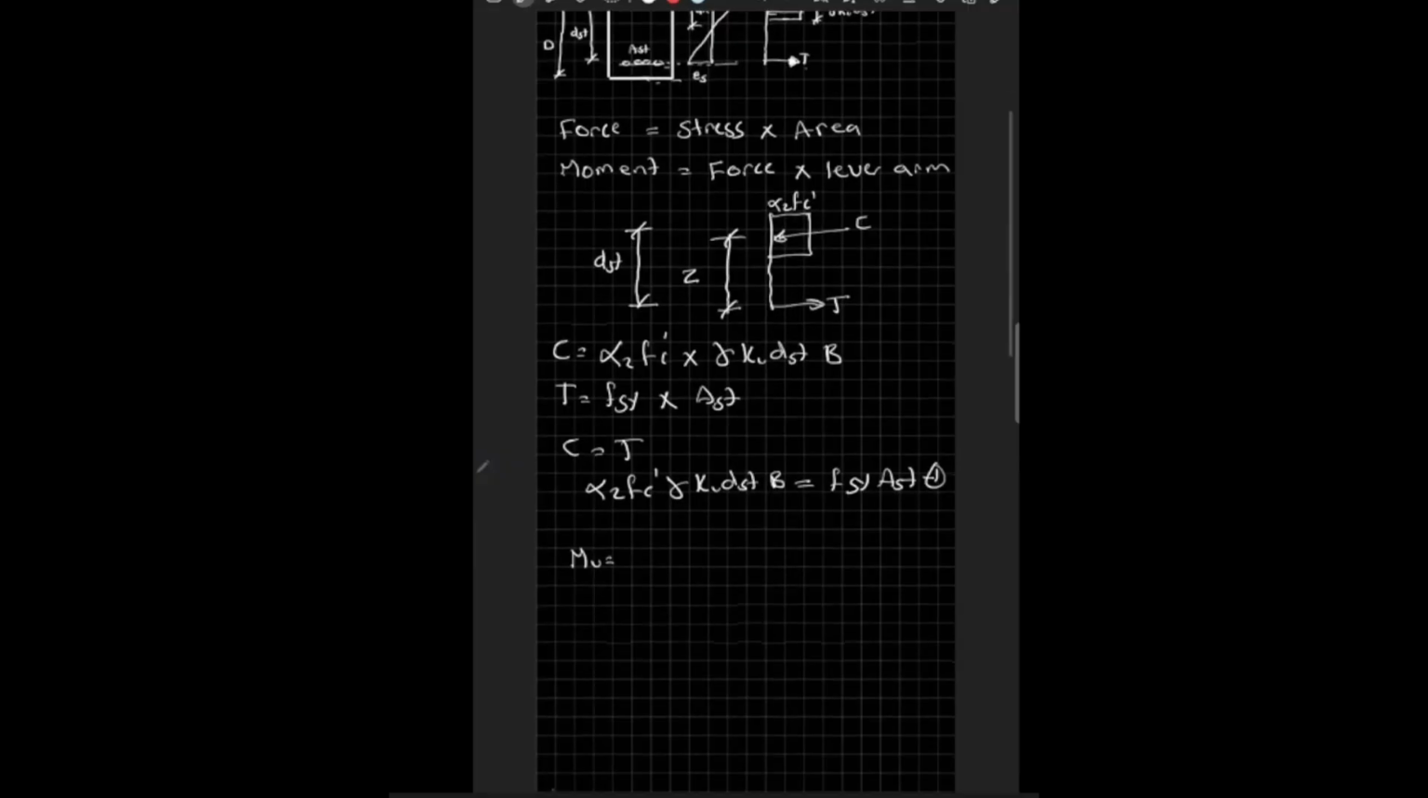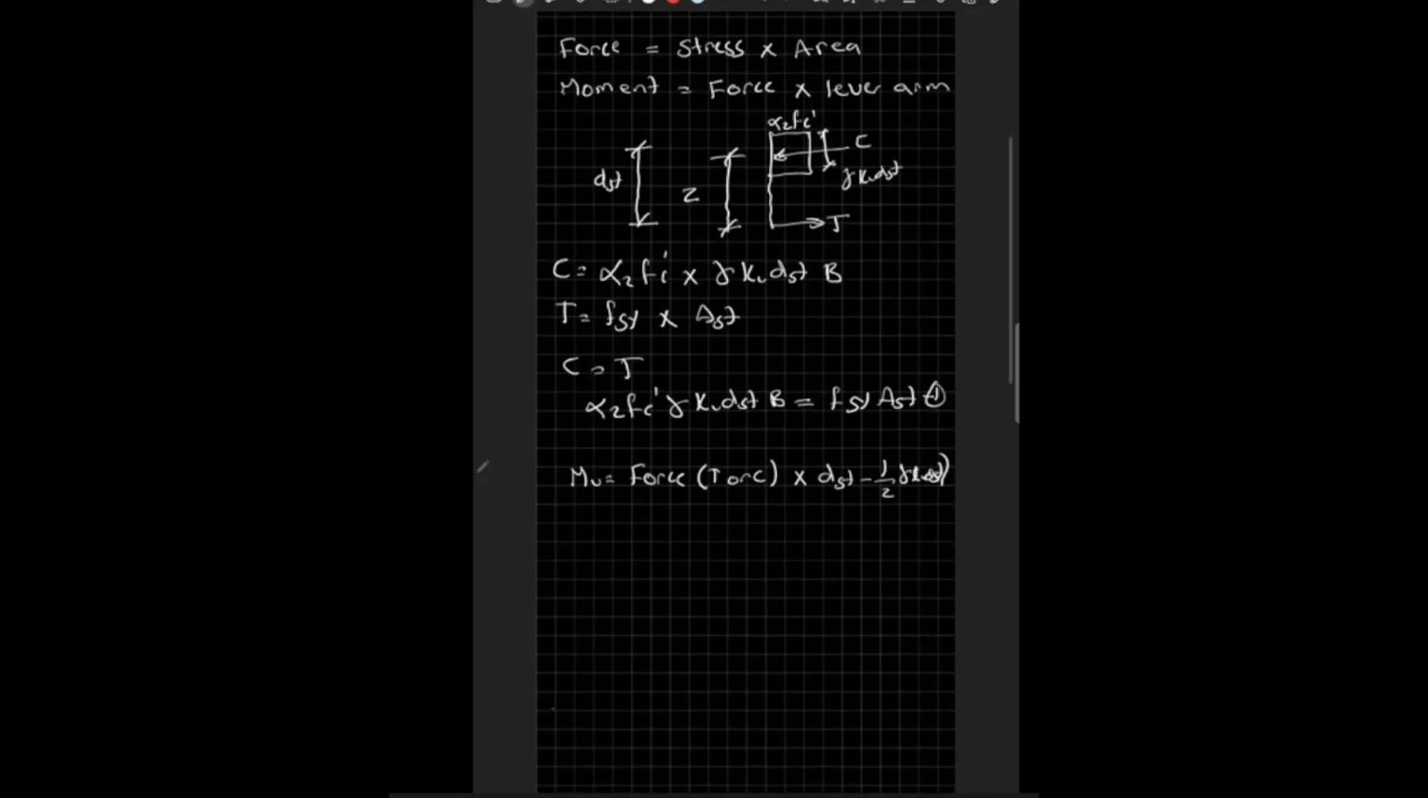Good. So Mu is equal to the force, tension or compression, multiplied by dst minus half of the stress block, which is half gamma. Just remember, the distance between here and here is gamma ku dst. Half gamma ku dst. Right, I'll rewrite this clearly.